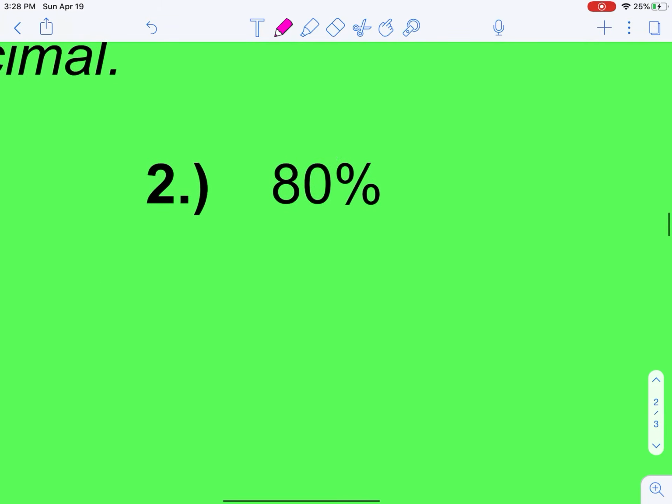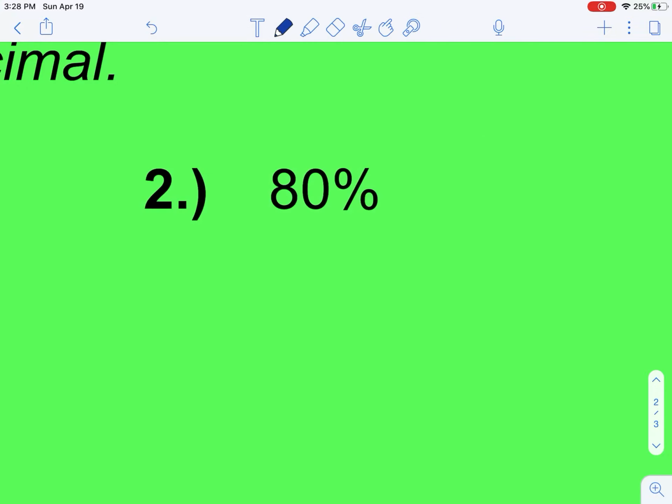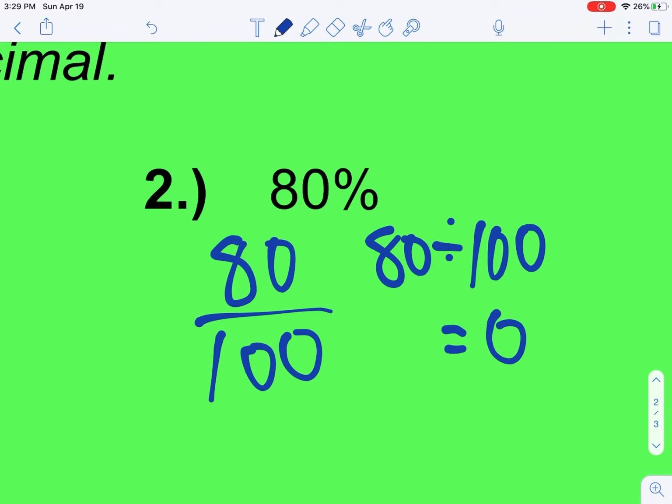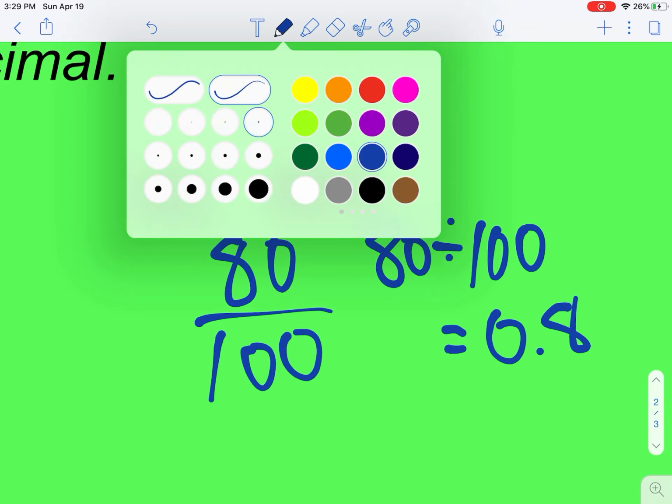So 15% is the same as 15 hundredths. All right, number 2. Number 2, I have 80%. So I'm going to turn it to a fraction first, so 80 over 100. Remember, my denominator is always 100, and my numerator is just going to be my percent. And then I go ahead and I divide. So 80 divided by 100. And I can use my calculator if I need to, and I get 0.8, so 8/10.